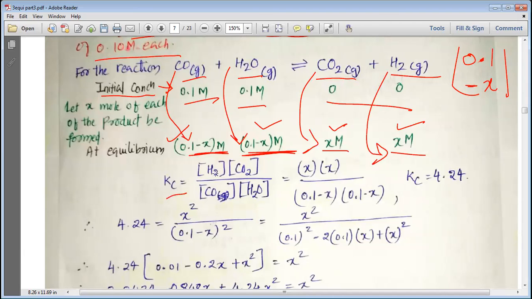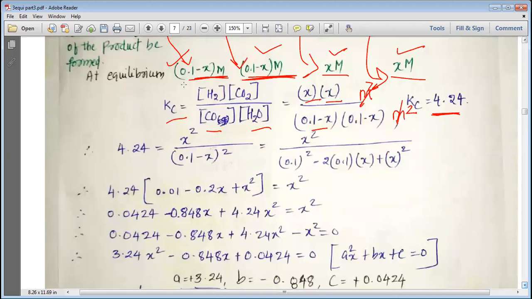We know that Kc is equal to concentration of products, that is concentration of H2 into concentration of CO2, divided by the concentration of CO and concentration of H2O. The concentration of H2 is x molar, so we have written x. Concentration of CO2 is even x molar, so we have written x. Concentration of CO is 0.1 minus x molar, so we have written 0.1 minus x. Concentration of H2O is even 0.1 minus x molar. Here both the time we have molar square, which does not give any units. And the value of Kc is given 4.24.